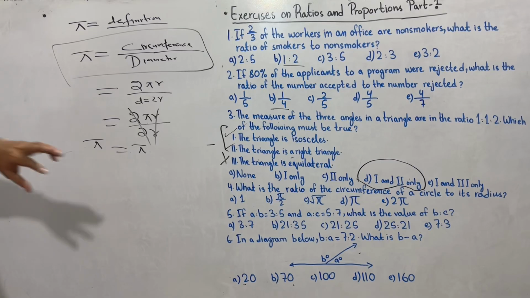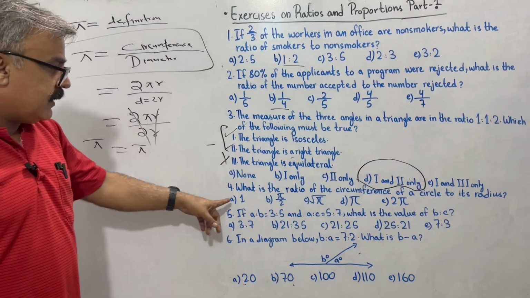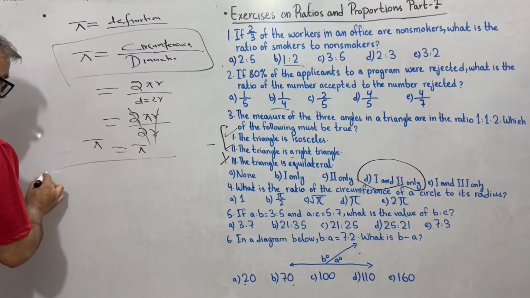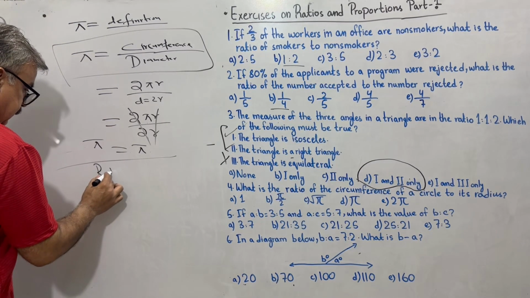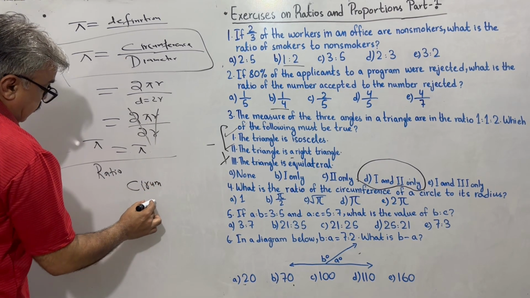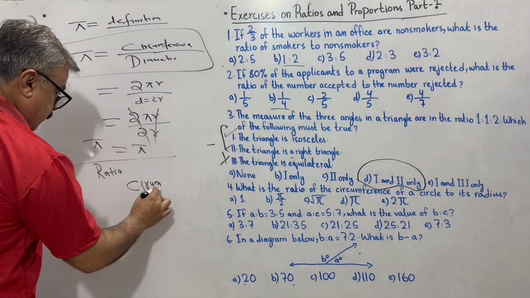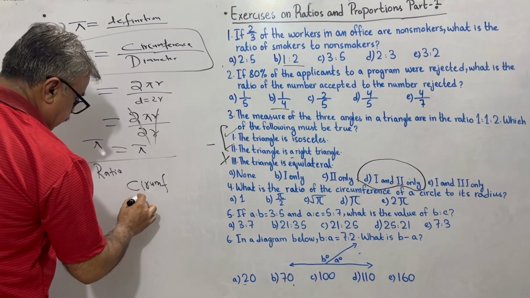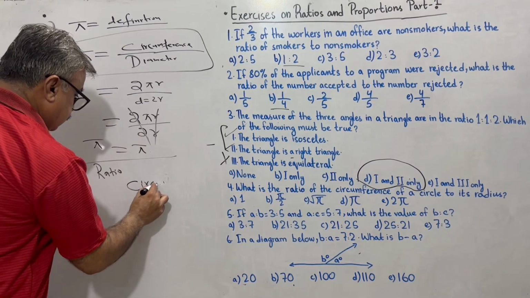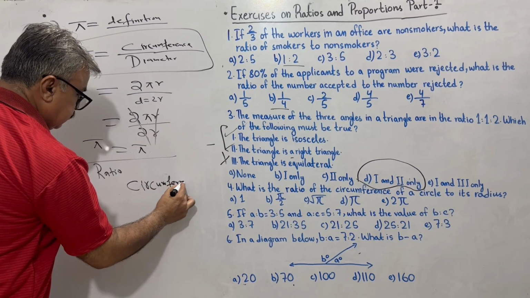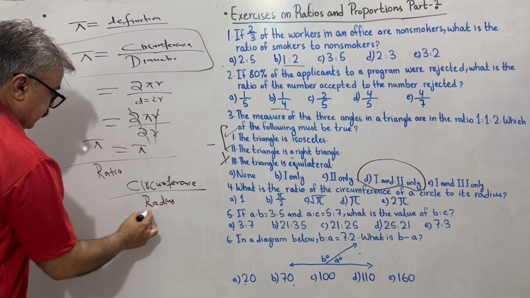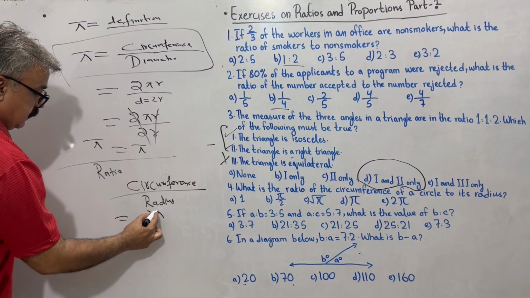Circumference divided by diameter. In that case, we are asked to find the ratio of the circumference of a circle to its radius. Circumference to its radius. Ratio means division. Circumference is given by 2 pi r.